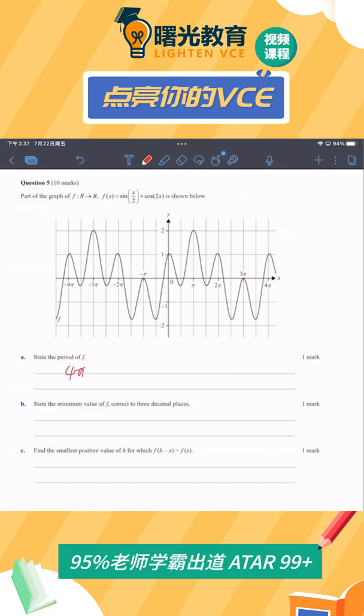And then the second one, state the minimum value of f correct to 3 decimal places. Now, in this one, you have to provide the y value, all right? Not the x value when you have the minimum. That is, what is the minimum value? And also correct to 3 decimal places. If you provide an exact form, sorry, you still have to deduct half a mark, okay?